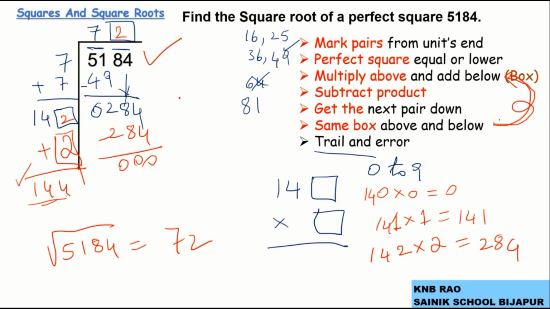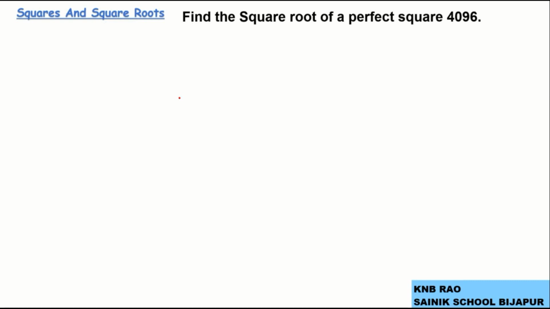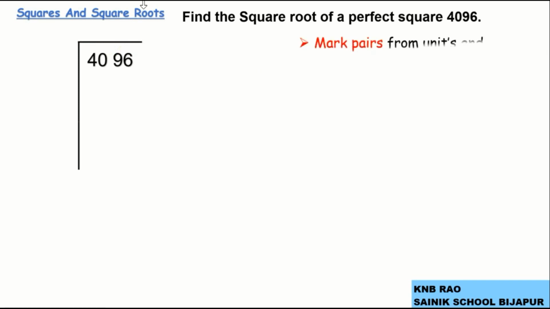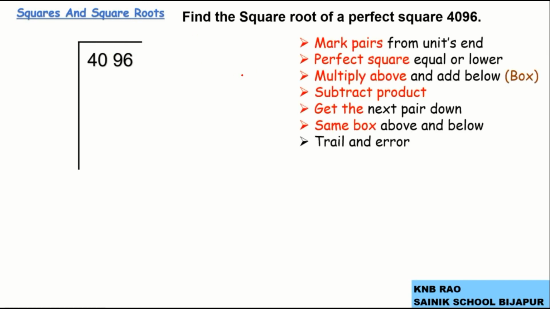Students, I am going to take one more question for your better understanding. Here, find the square root of 4096. Again, the number is written first, a line is drawn on top, a line is drawn on the leftmost side, and we will follow the steps. The steps are: mark pairs from units end. Here we have marked the pairs from units end.